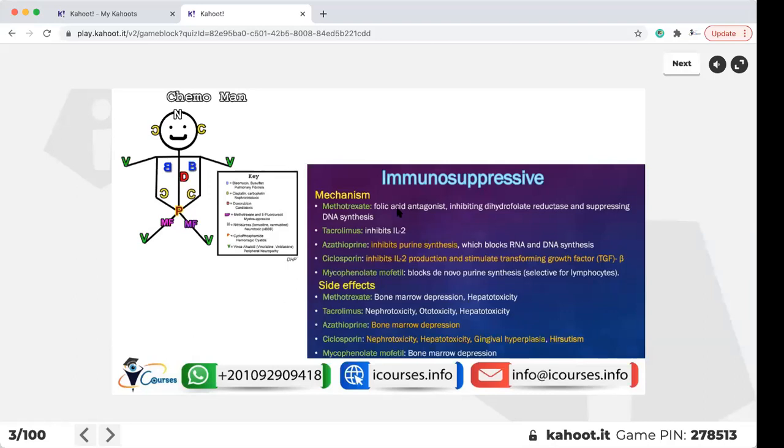Other immunosuppressive agents that are important for you to know are methotrexate, azathioprine, and cyclosporin. Methotrexate, as we said, will cause bone marrow depression and hepatotoxicity. Azathioprine causes bone marrow depression. Cyclosporin, it is very important to know, will cause nephrotoxicity, hepatotoxicity, gingival hyperplasia, not hypoplasia, and hirsutism. So these are the most important chemotherapeutic agents and their side effects. I hope that this is clear now.